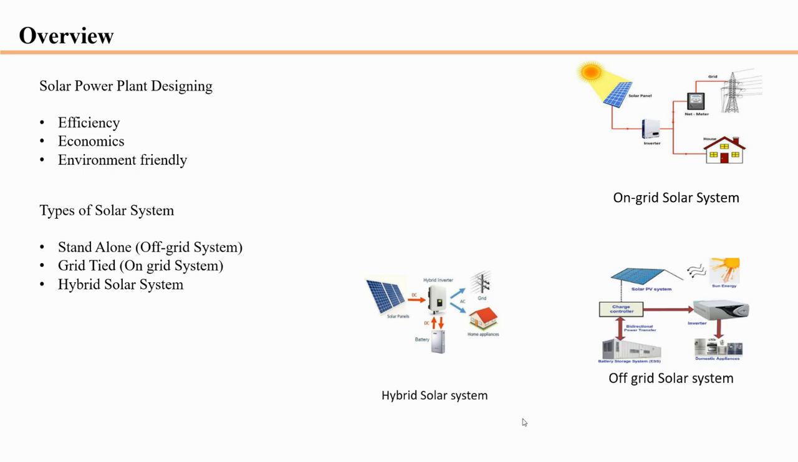The second one is the off-grid solar system, which has the battery and is independent of the grid. In this type of system, the electricity generated is stored in the battery, then it is applied to appliances.